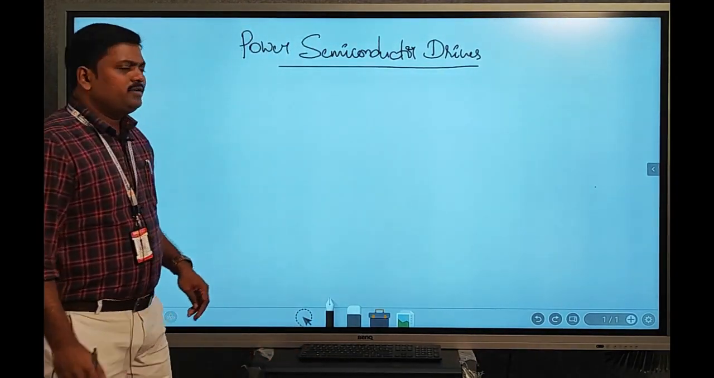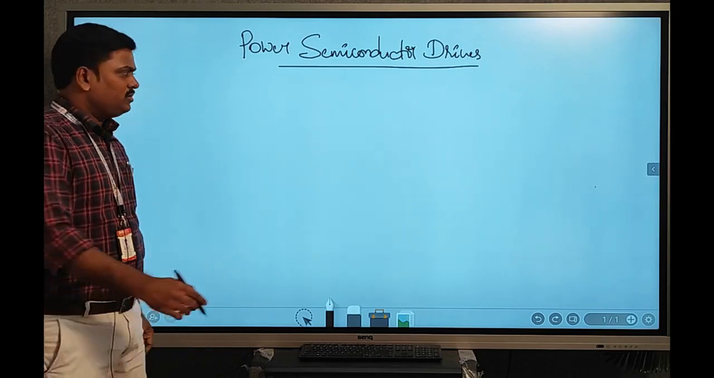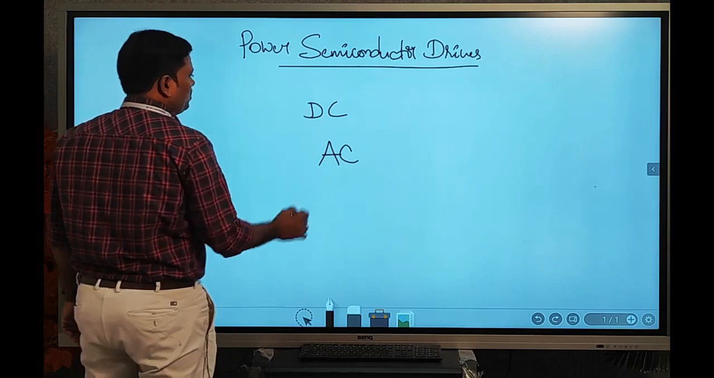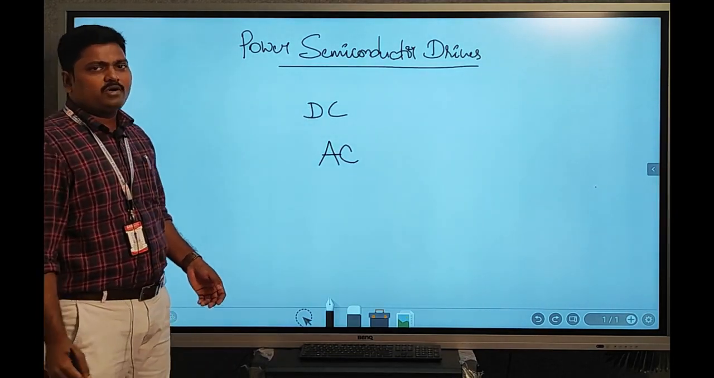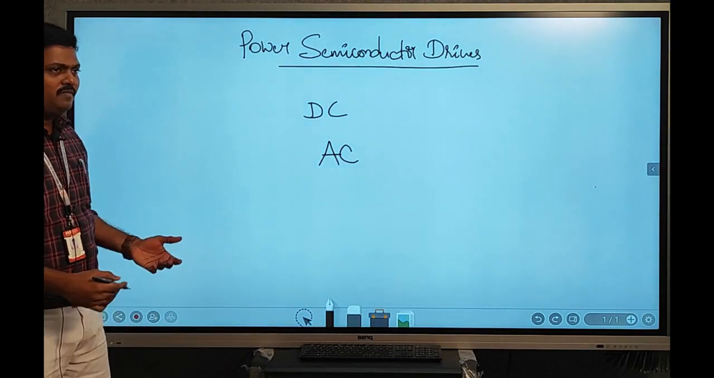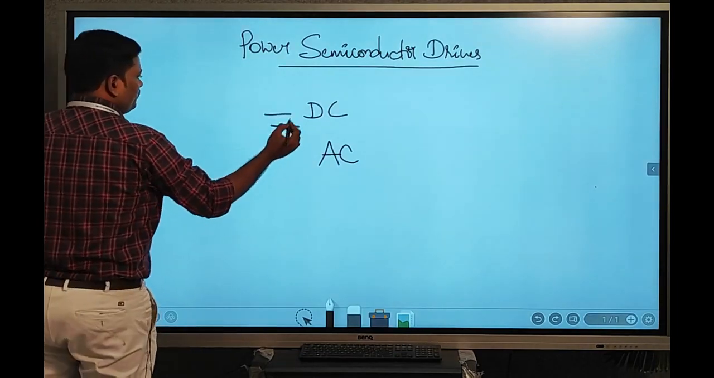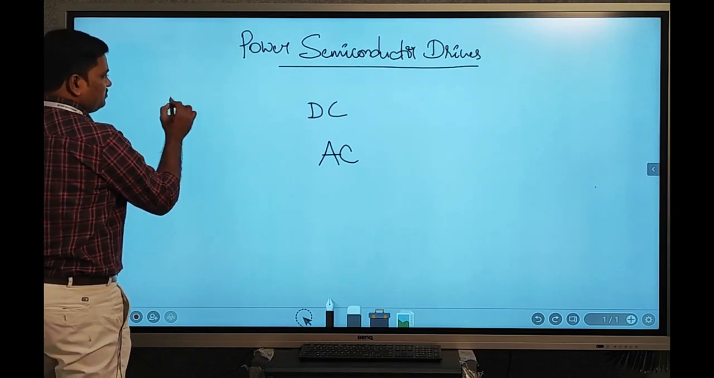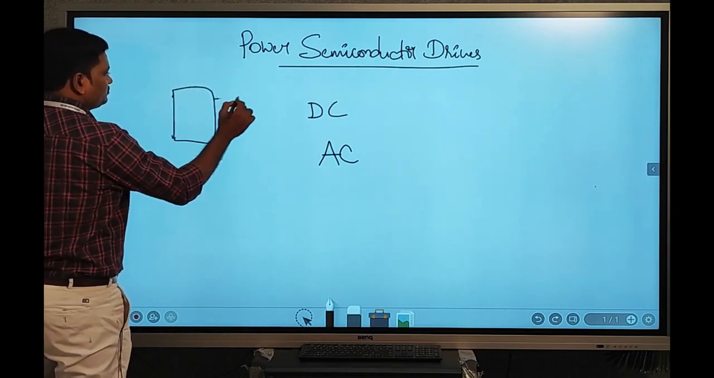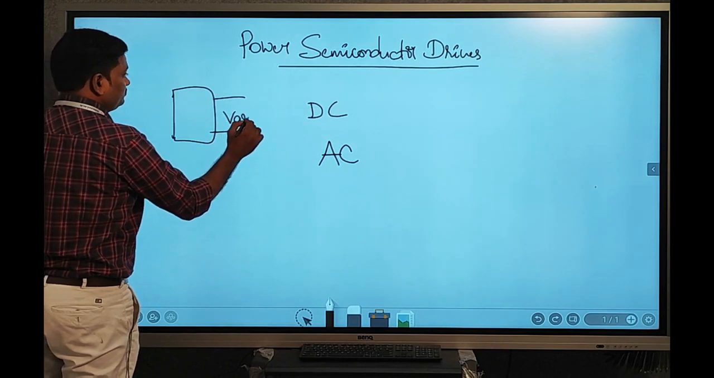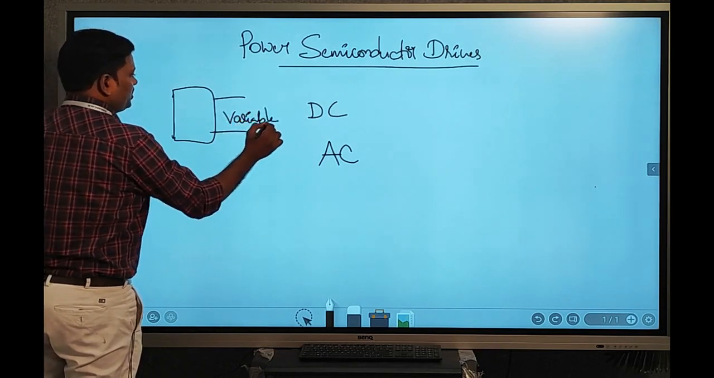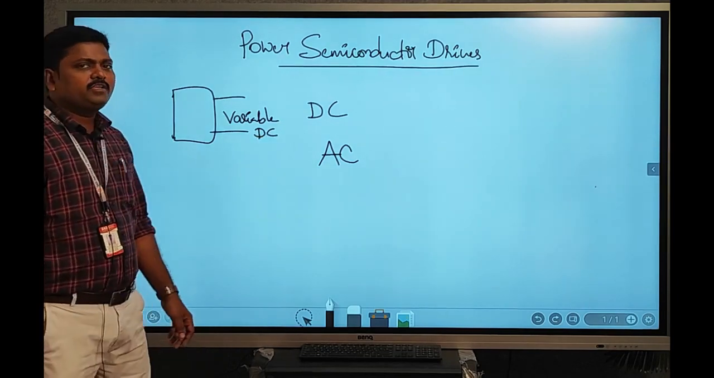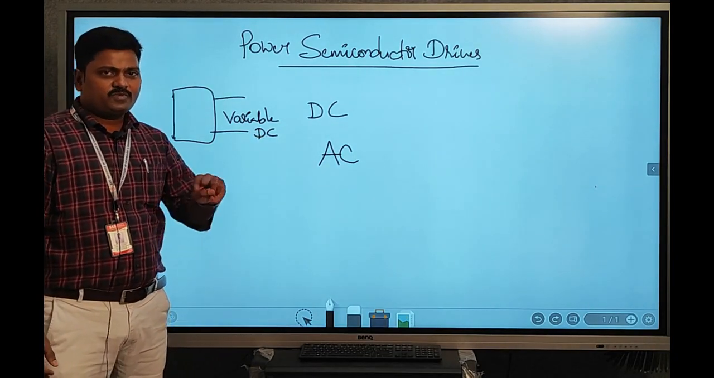So what are the different types of drives? We have DC drives and AC drives. So how do we control a DC drive using the so-called power electronic converters? To control a DC drive, we need variable DC. So what are the different converters that can give you variable DC? We have two types of converters.